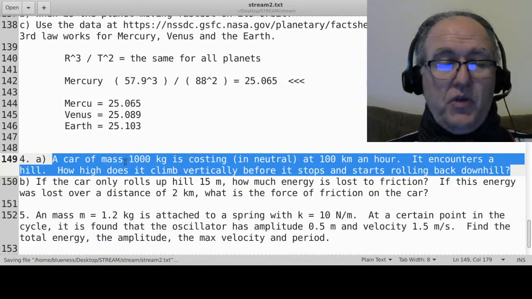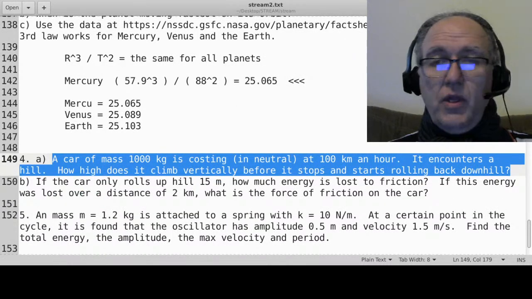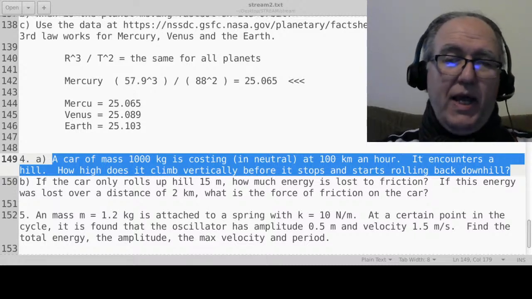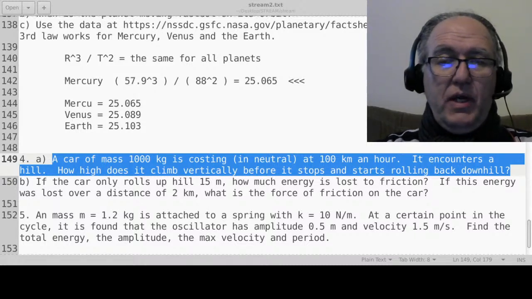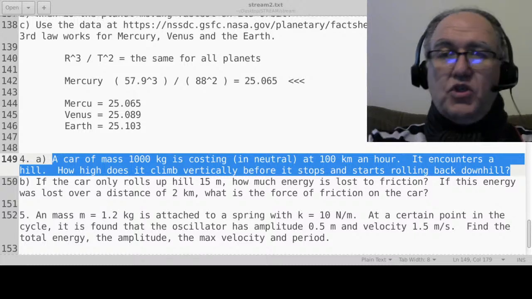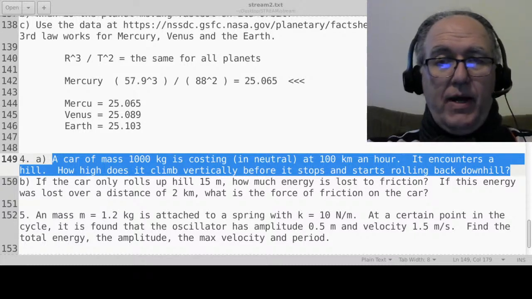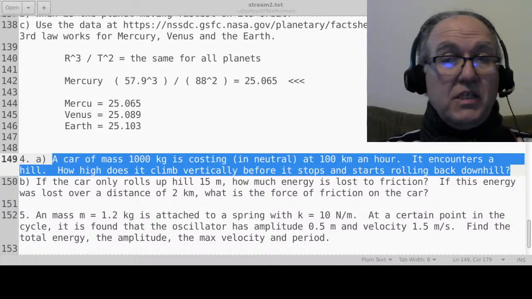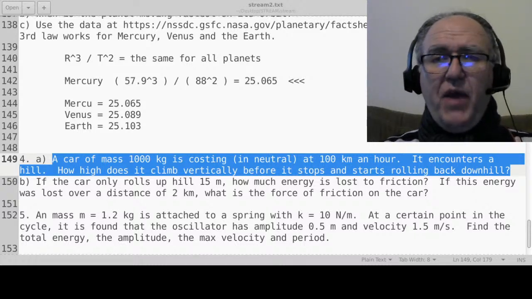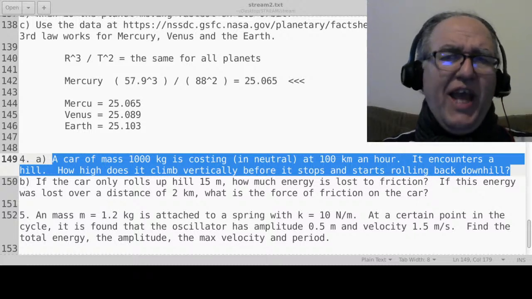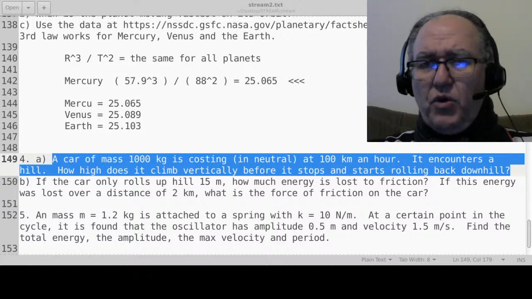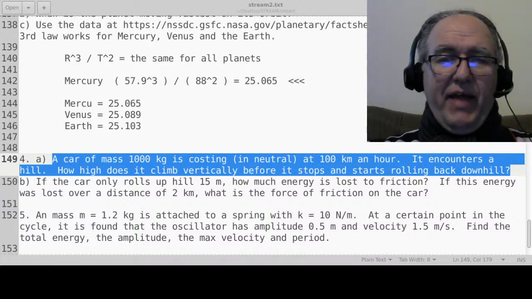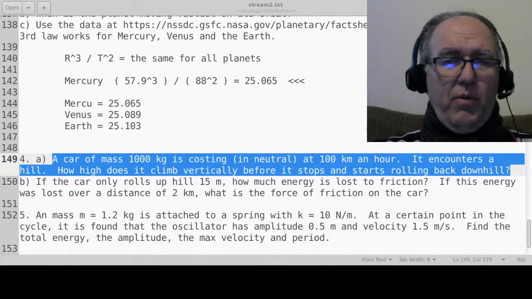A car of mass 1,000 kilograms is coasting in neutral. Neutral just means that all cars have neutral, but especially on a standard transmission, you could just put the car in neutral, and it'll just move along at a constant speed. It'll slow down because of friction a bit, but the gas isn't pushing it forward. In other words, if you're pushing on the gas, you're actually adding energy. You're turning some of the chemical energy in the fuel into kinetic energy. We don't want any of that, so that's why I said the word coasting here rather than traveling.